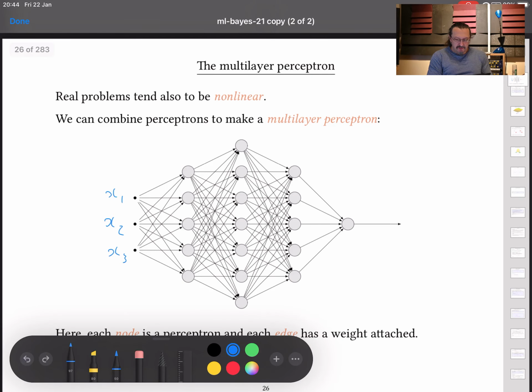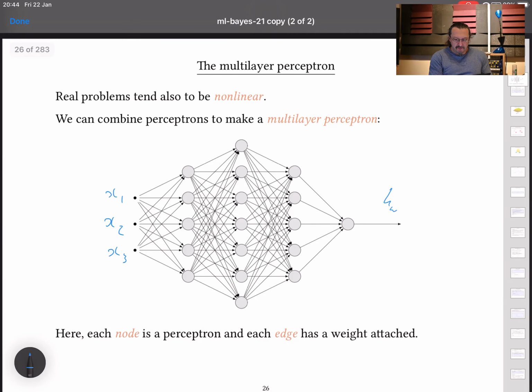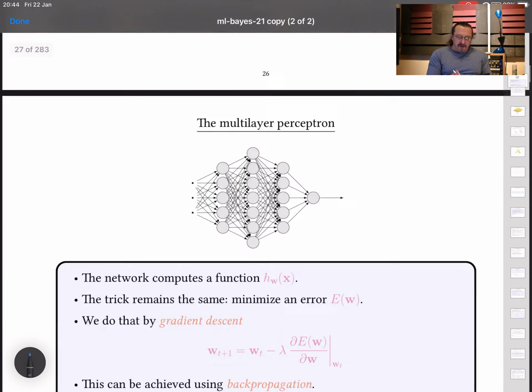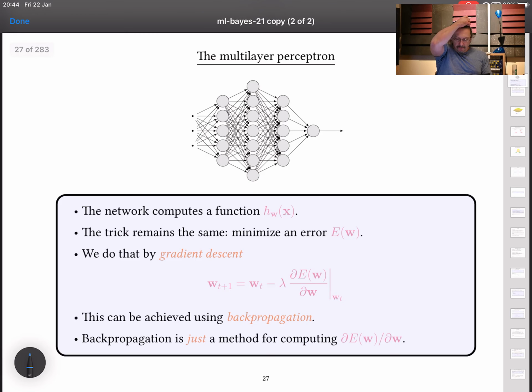Let's get that right. Your prediction comes out here. And I talked about the backpropagation algorithm. These guys can be trained using gradient descent, and the backpropagation algorithm is, if you like, just a systematic method for computing the partial derivative of your function of error with respect to the weights. And then you can do gradient descent, and that allows you to train multi-layer perceptrons.